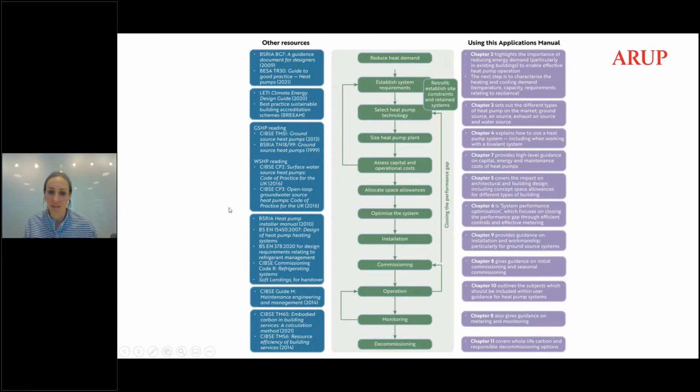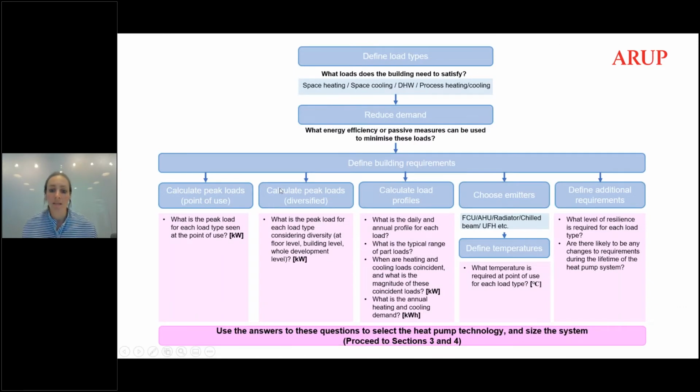I'm Iona, one of the main authors of the document and also a mechanical engineer at Arup. So I wanted to talk about some of the main sections of the document, and in particular, some of the things where, in my experience, designers have had particular questions or have had particular difficulty in deciding how they should choose or design a particular element of a heat pump system.